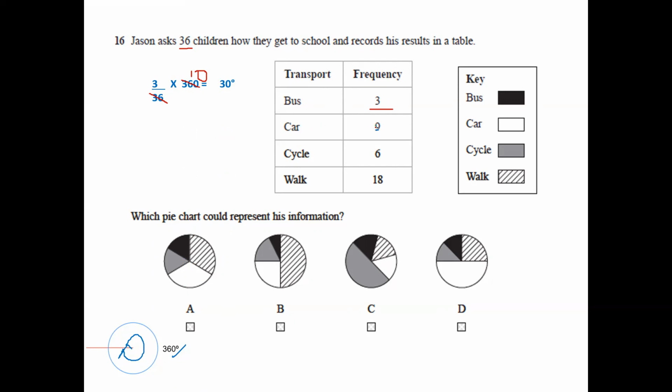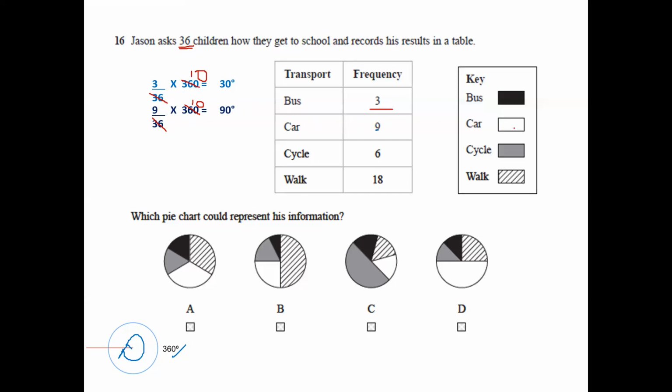And we'll see how many degrees are showing the children who come to school by car. So out of 36 children, 9 are coming by car. If so, in a 360-degree circle, how many degrees are representing the children who come by car? So for that, you can do this calculation. Again, 360 divided by 36 is 10. 10 times 9 is 90.